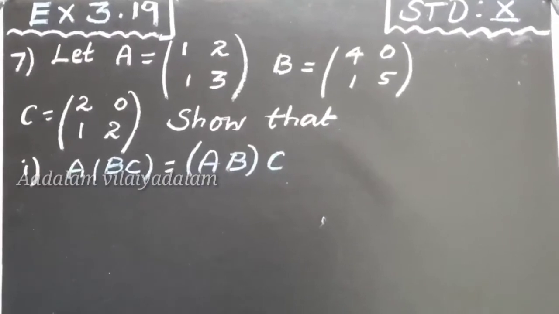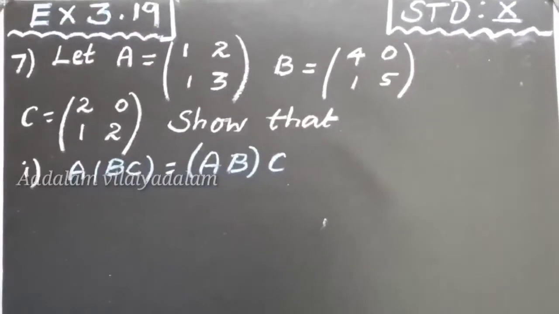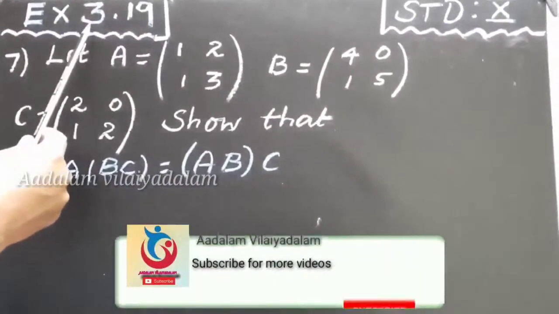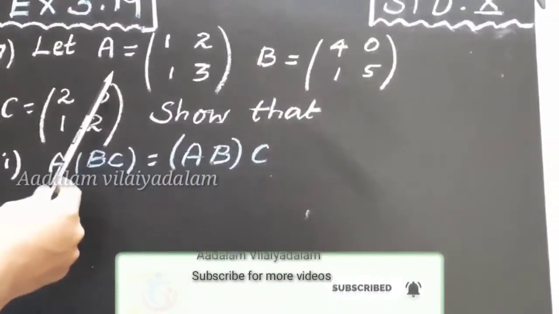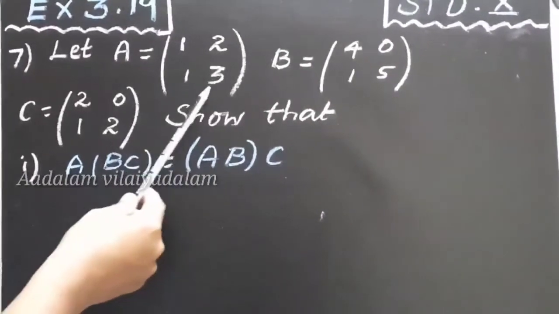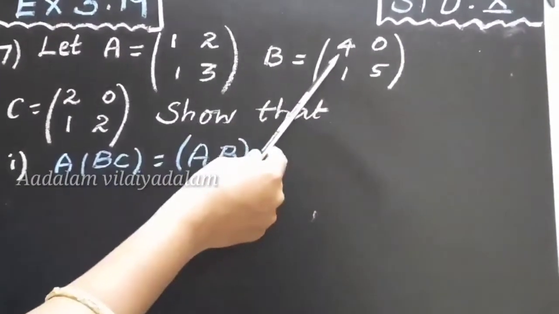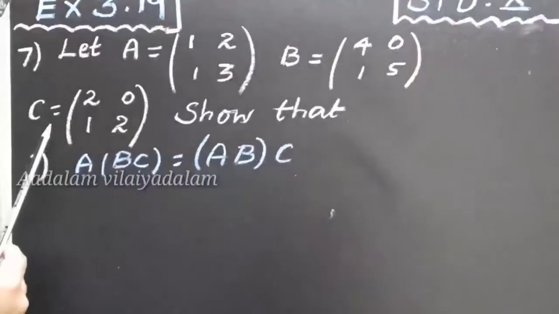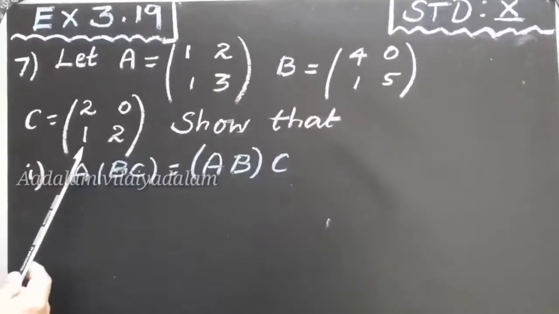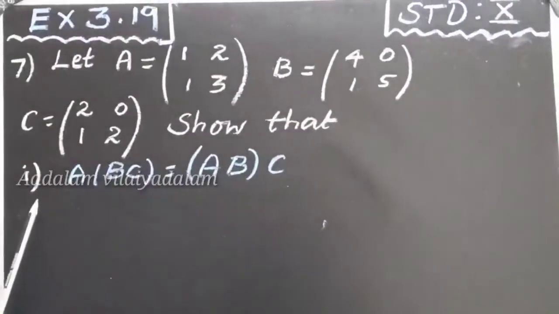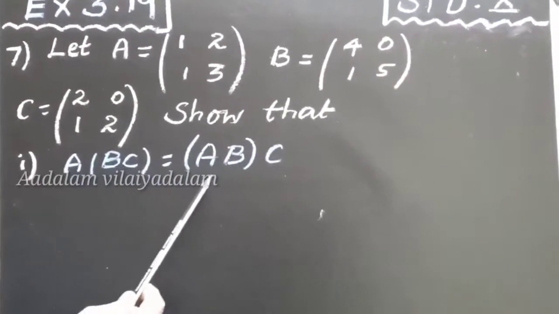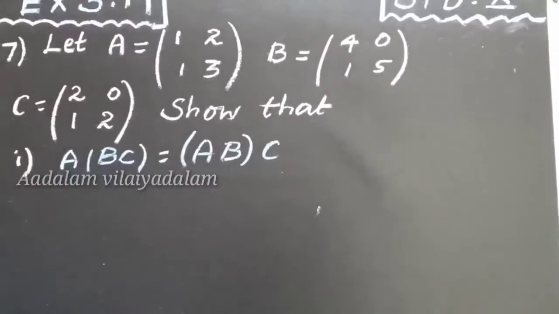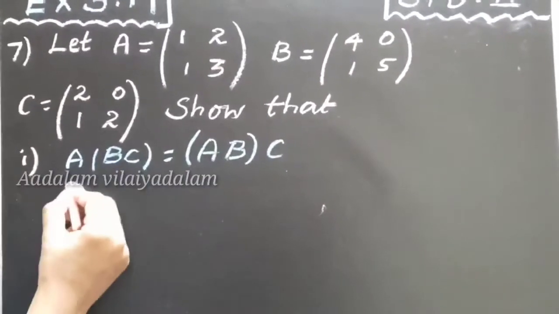Hello students, today we will learn exercise 3.19, 7th question. Let A equal to [1 2; 1 3], B equal to [4 0; 1 5], C equal to [2 0; 1 2]. Show that the first one, A(BC) is equal to (AB)C. So first take the LHS value.